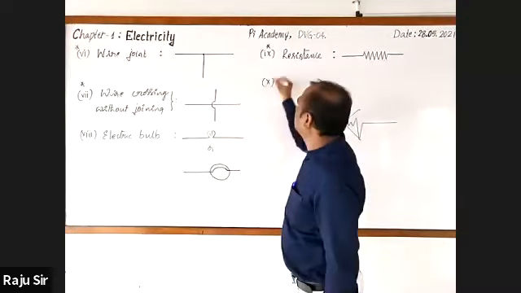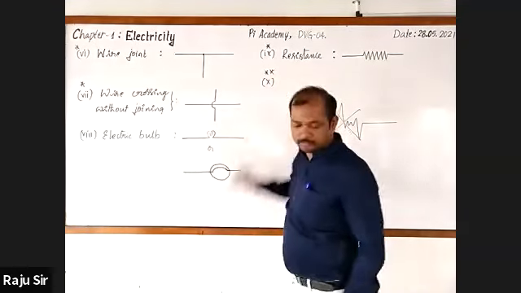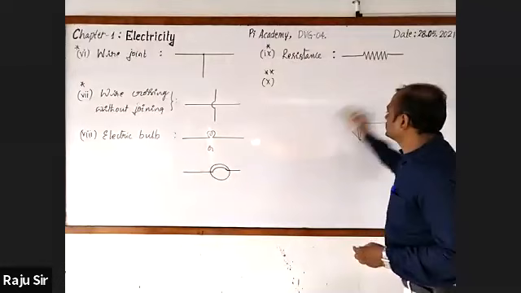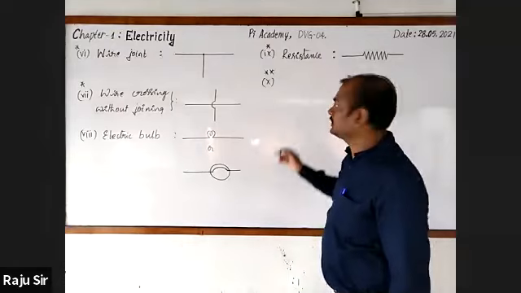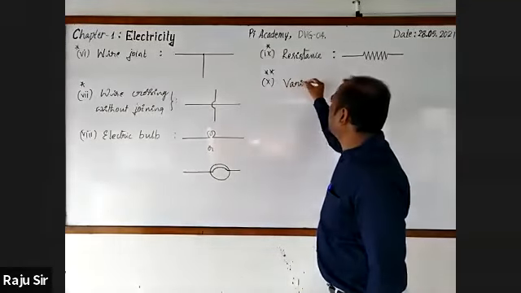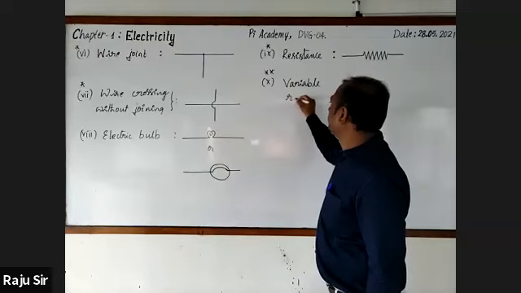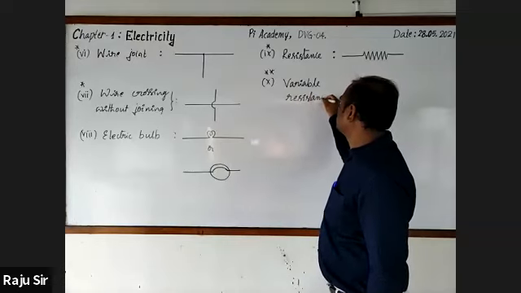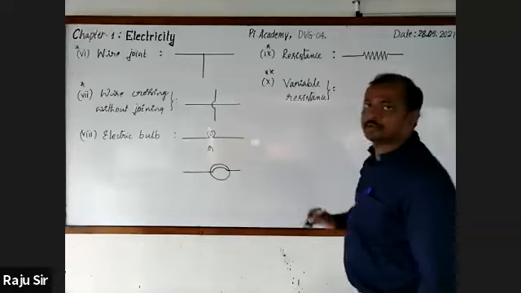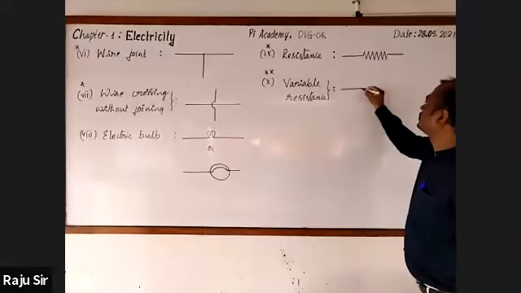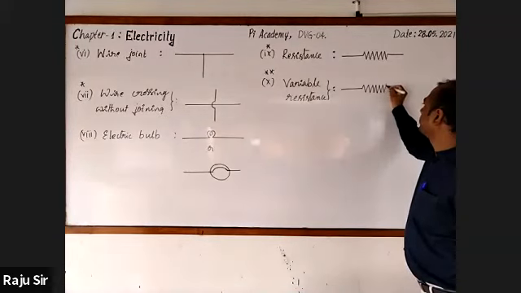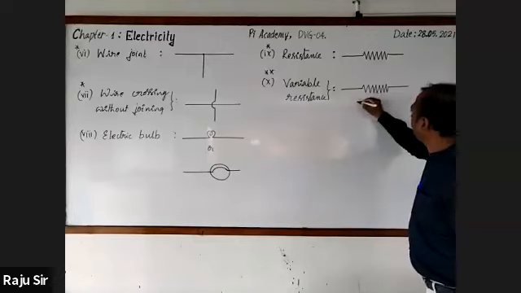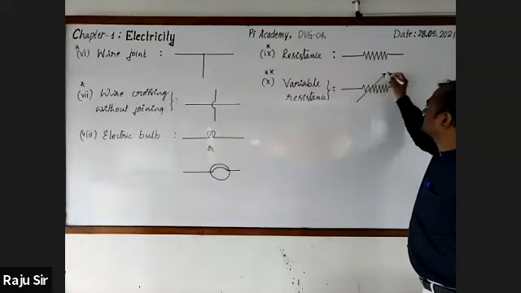Please observe the zigzag line should be correct. Next, 12th one. Even this is also important. That is, if the resistance of a wire is changed, we call it variable resistance. And we show the symbol like this. Again, draw the zigzag lines neatly. Next, an arrow mark which crosses the zigzag lines. It is variable resistance.